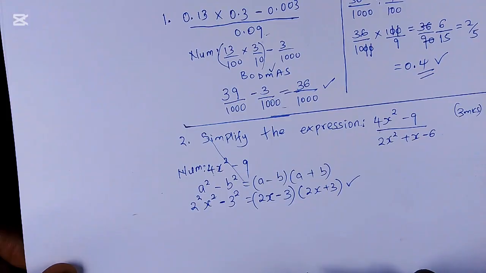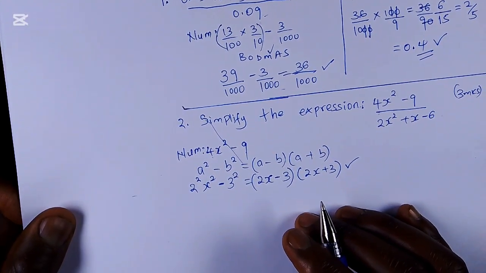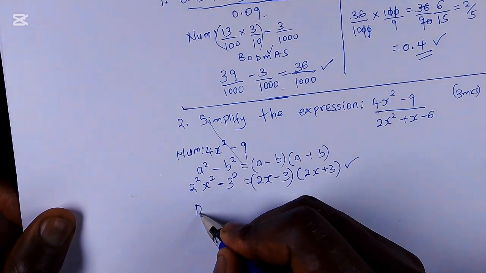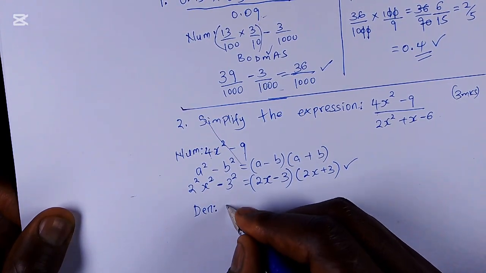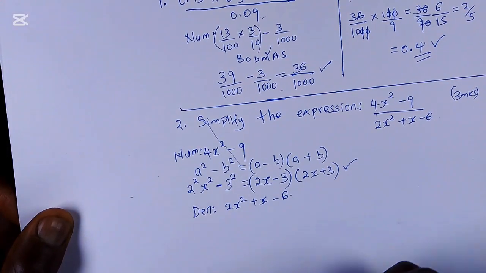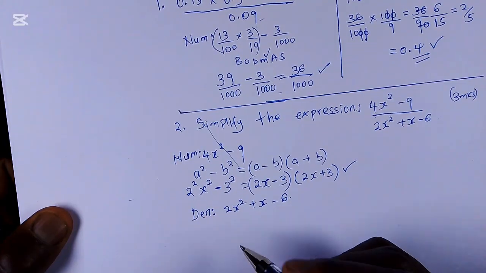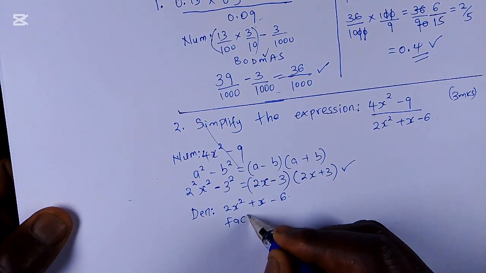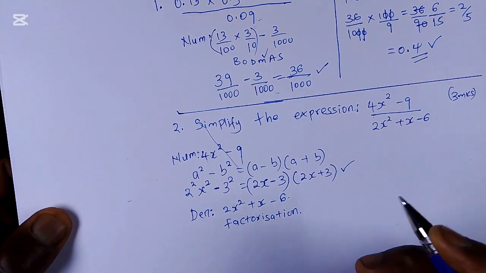By doing that, we are done with the numerator and we will get 1 mark. So we proceed with the denominator. The denominator, we have 2x squared plus x minus 6. So in our denominator, we will factorize. We will simplify our denominator using factorization.